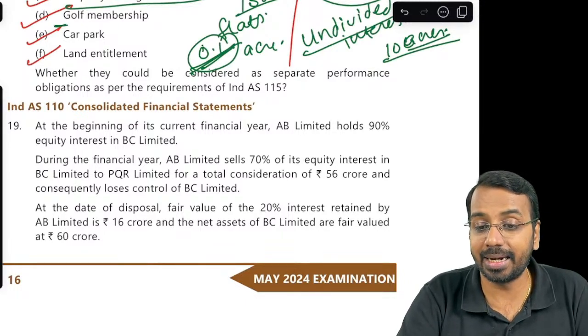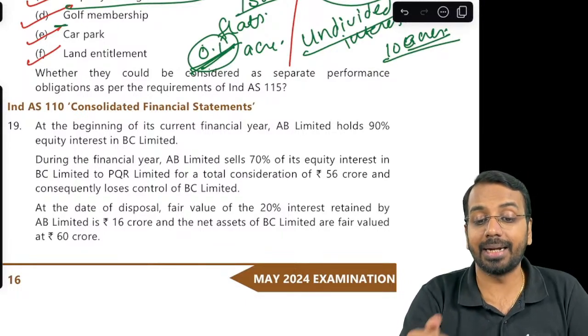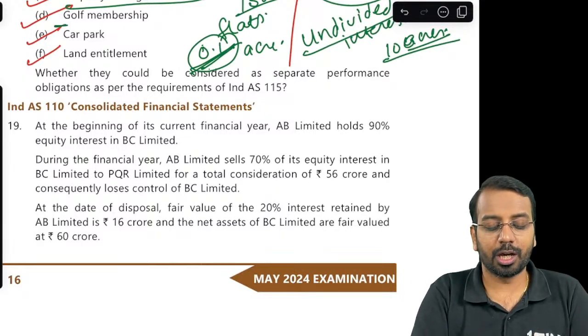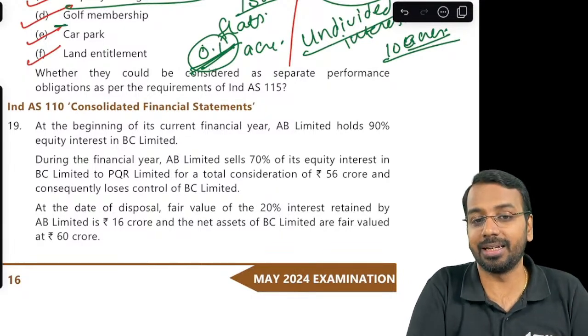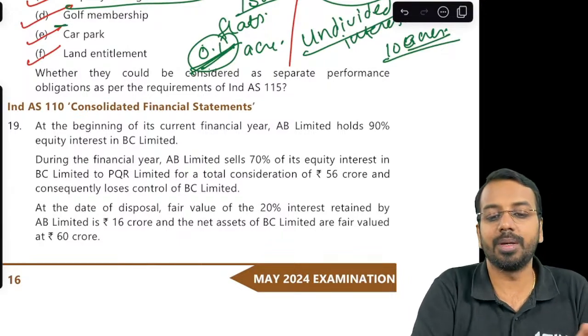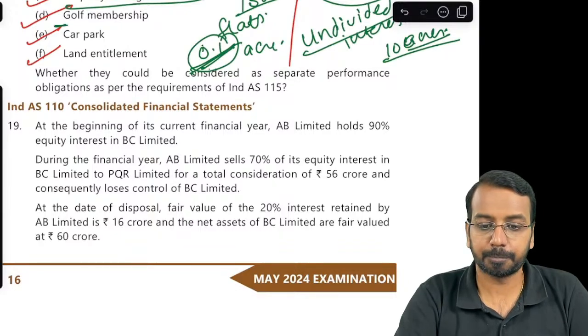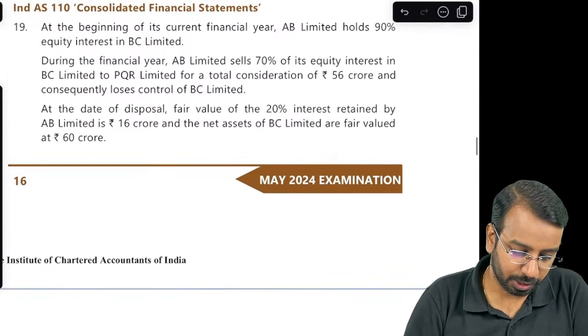Same way, land entitlement. Generally, it's an integral part of the property transfer. You cannot say that I'll enjoy the land separately, that is not possible. So that cannot be a separate performance obligation, right? So that is one thing.